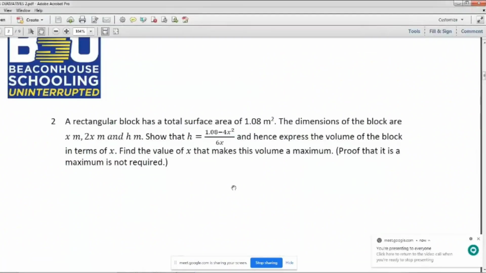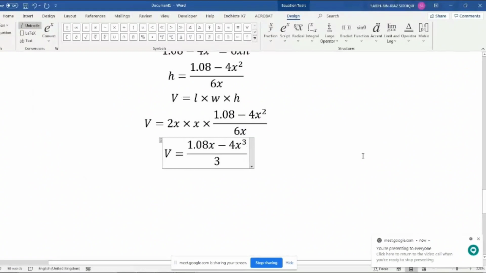Express the volume of the block in terms of x. We have done this. Find the value of x that makes this volume a maximum. Yes, class. Whether it's maximum or minimum, in order to find the extreme value of the volume, I'll have to do what? Extreme volume means the turning point, maximum or minimum. Both can be the extreme value, right? dV by dx is equal to. Yes, I have to differentiate it.